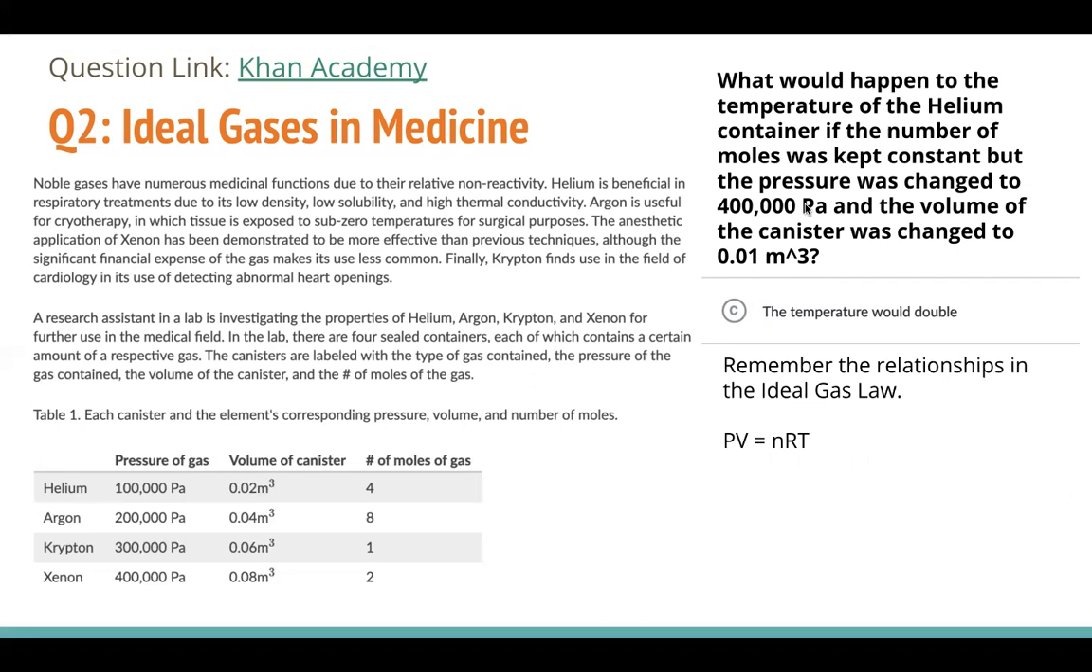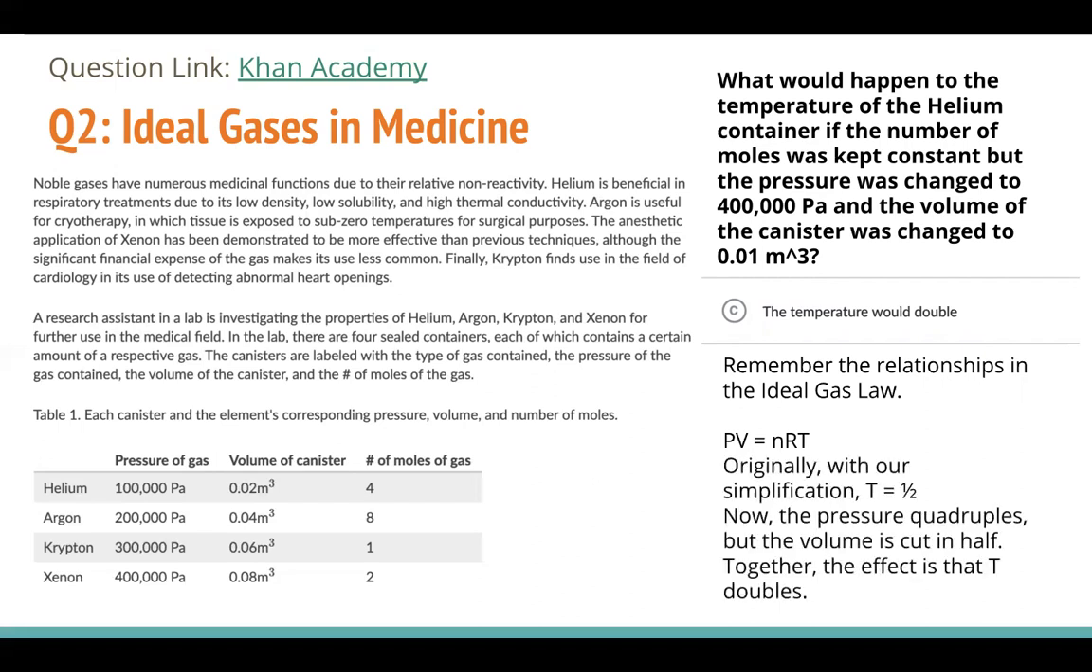So we're quadrupling P. However, we're halving V. And so that's 4 times 1/2, that equals 2. And because of that, the temperature actually doubles. So yeah, the pressure quadruples, but the volume is cut in half. So therefore, the temperature doubles.